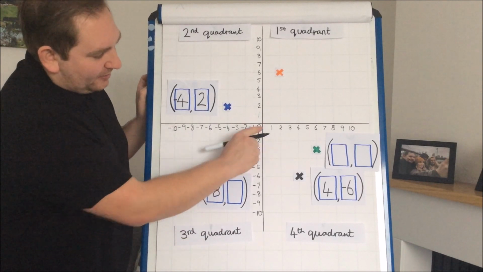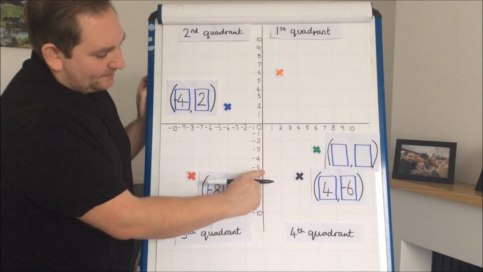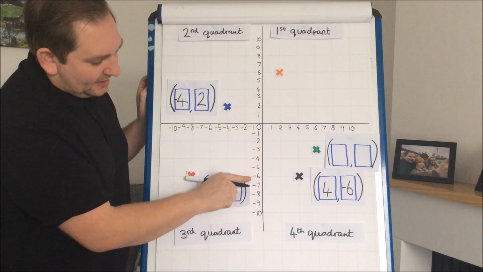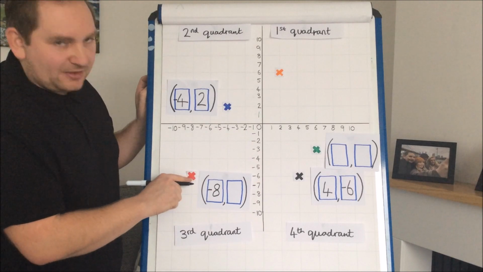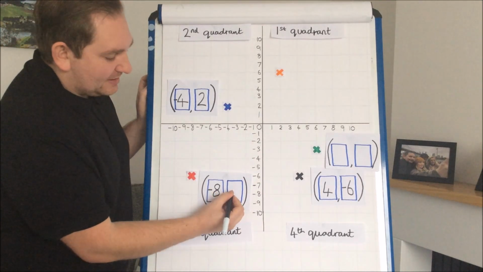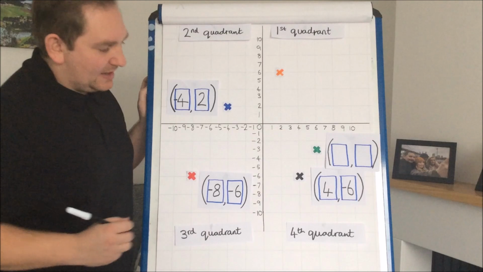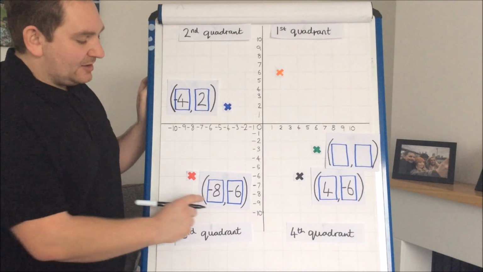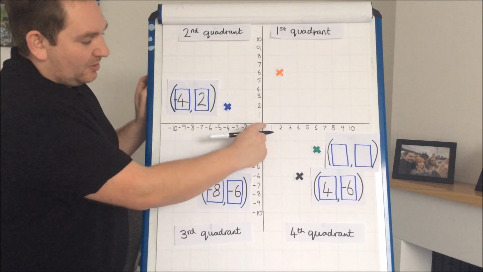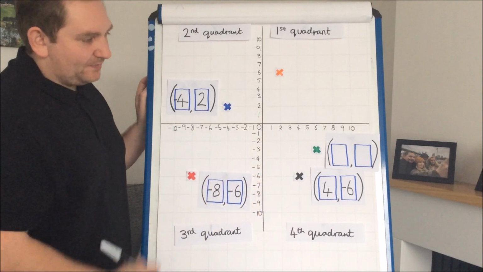Then, if we follow down the stairs, we get to -6. If we follow that line along, we meet the red cross again. So that tells us that -6 is our y-axis. So x-axis -8, y-axis -6.